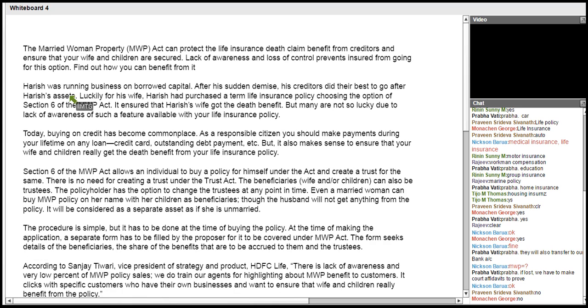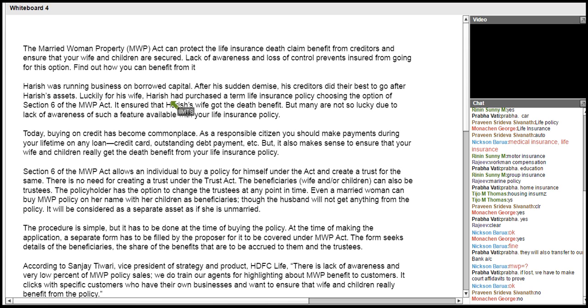When it comes to the Married Women's Property Act, it can protect the life insurance claim benefit from the creditors. Lack of awareness and loss of control prevents the insured from going for this option. I might be taking that policy in a bag and somebody might run a business. I might leave it in a bus or a train. In that case, they will check the genuineness.